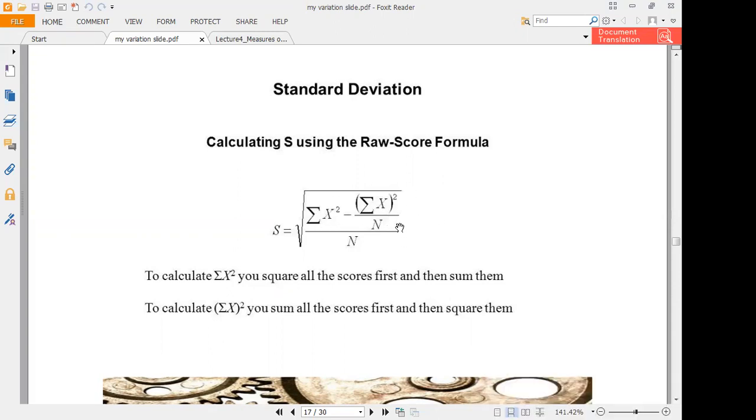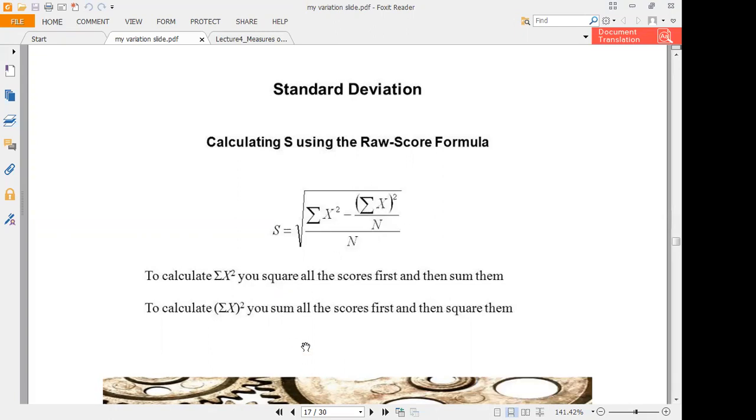The summation x, then squared, is telling you that you sum all the data set, then you square. Please notice the difference. Here, you square all the data set, then you find the sum. Here, you sum all the data set, then you square. So after doing that, then you can simplify the value.